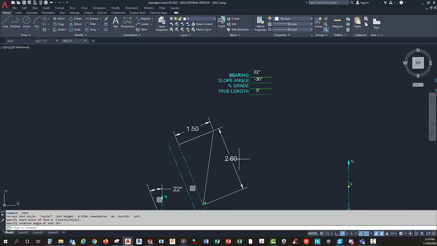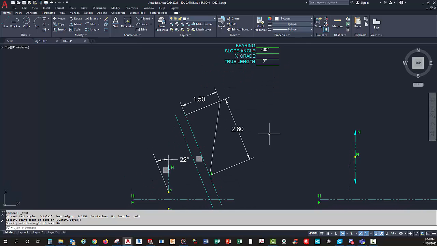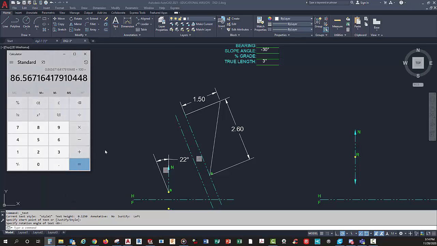Now I need percent grade. How do we figure out percent grade? Well, percent grade is basically rise divided by run. So we're going to take 1.5 divided by 2.6, and that's going to give us 57.69 23, a whole big bunch of numbers, and then we're going to multiply it times 100 to get our percentage. So now it's 57.69, which I'm just going to say is 57.7.